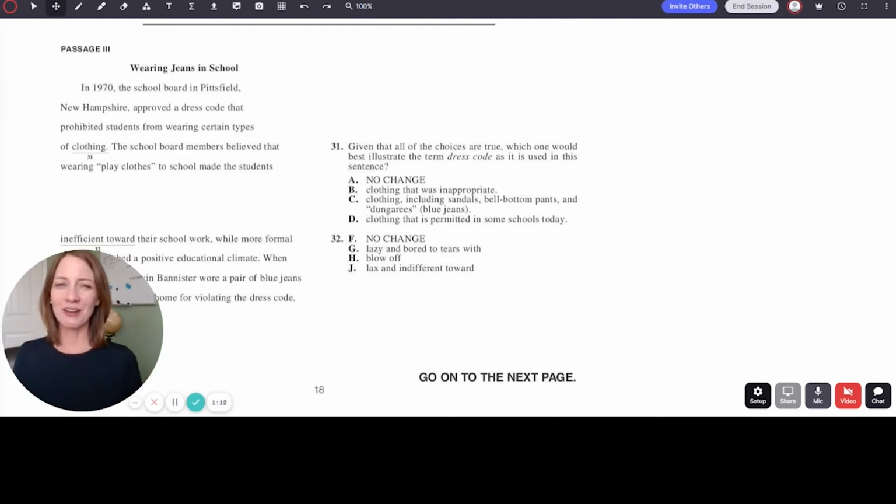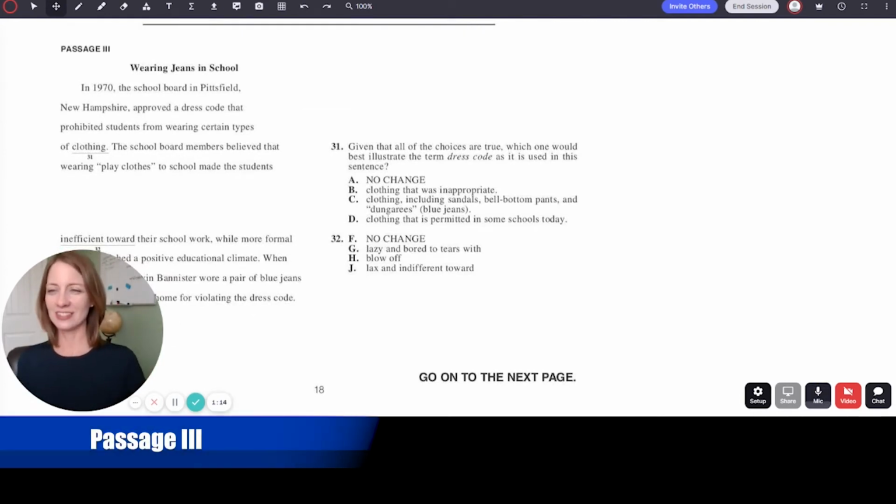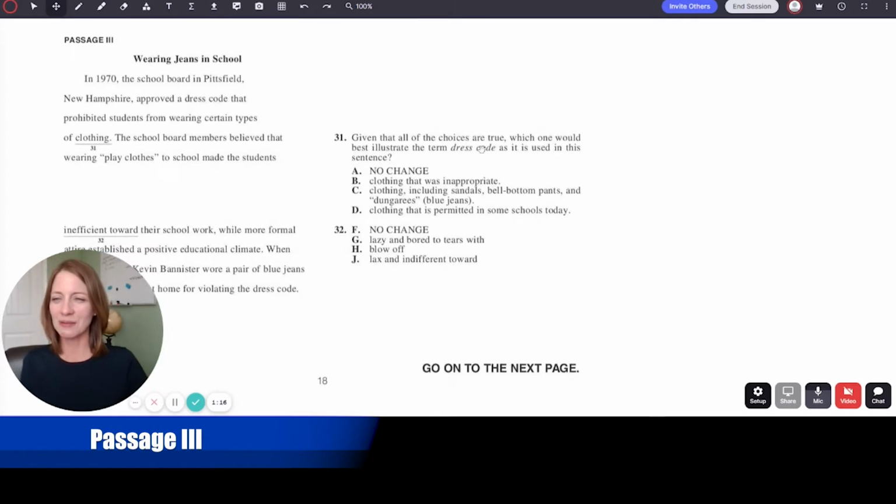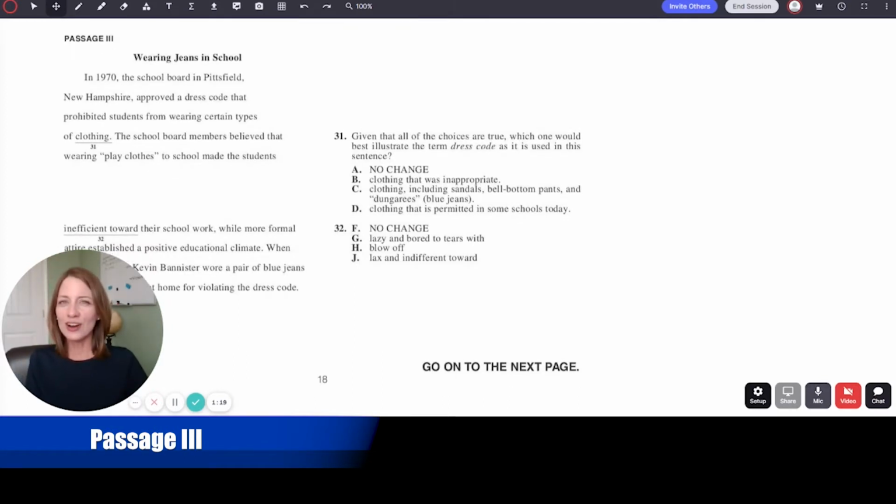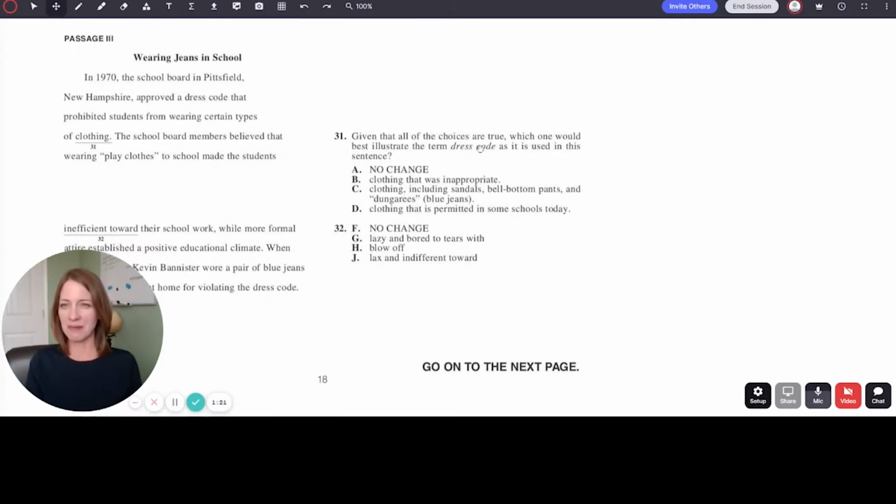All right, so here we are, passage 3. I've taken a little break and now I'm ready to jump back in. I don't know how I'm going to do on this. I'm hoping that I do well. But it's a mystery for us all. We'll check it at the end. We'll see how it turned out.